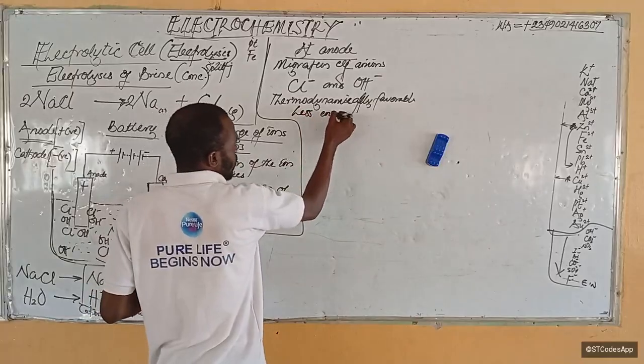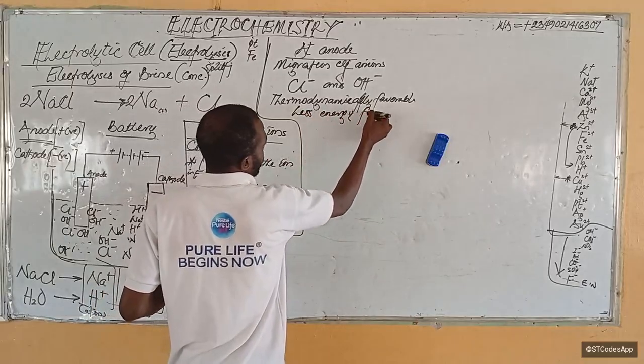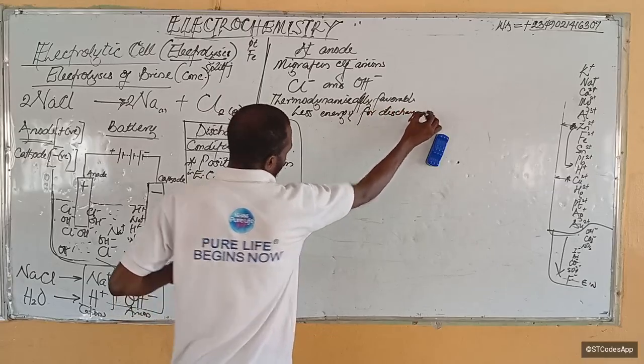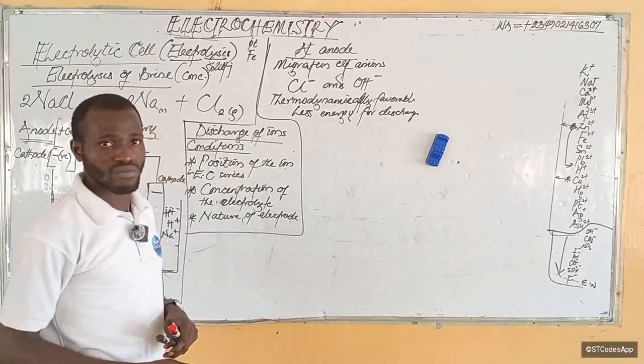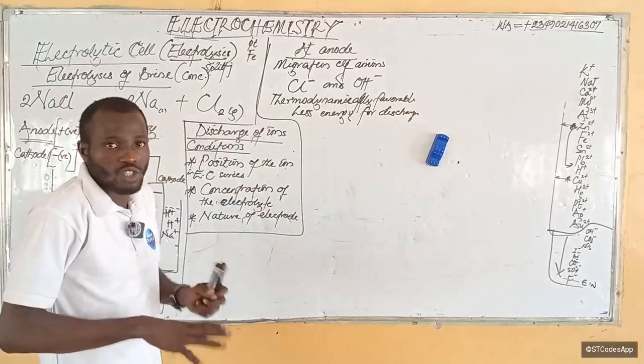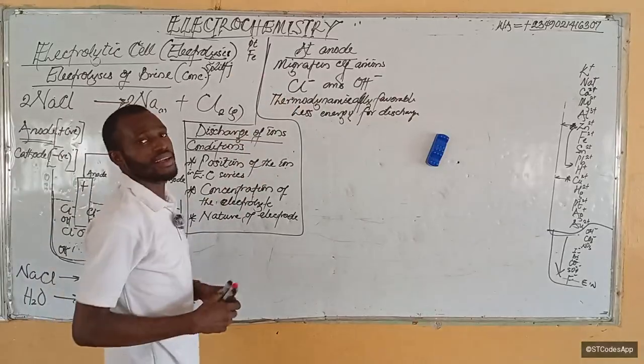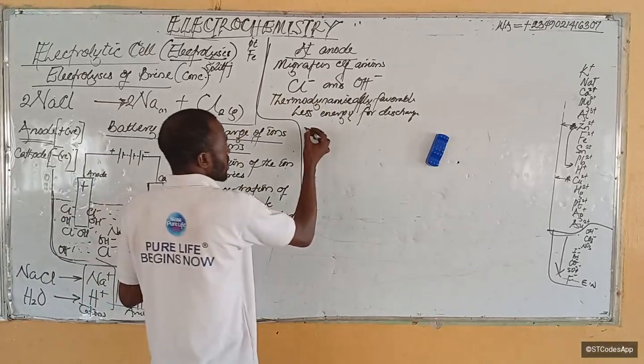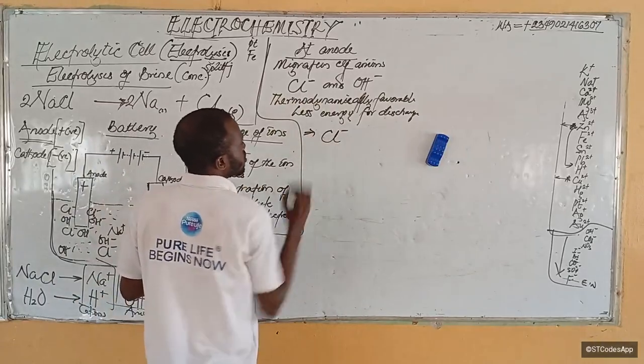There is less energy for discharge of an abundant ion. Something that is abundant is easy to kick off. Do you understand? It requires not much energy to kick off this Cl minus because it's already plenty. It's too much. So because of that, Cl minus will be discharged.